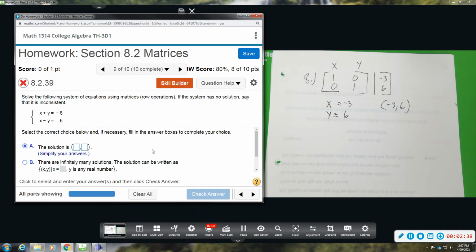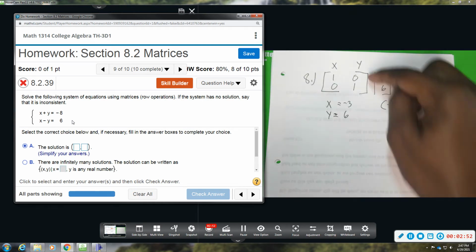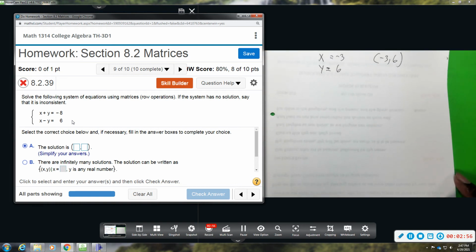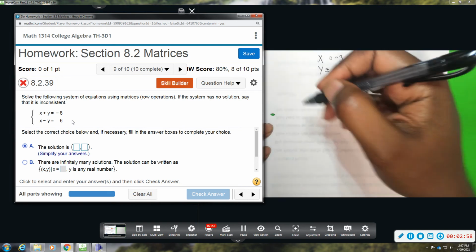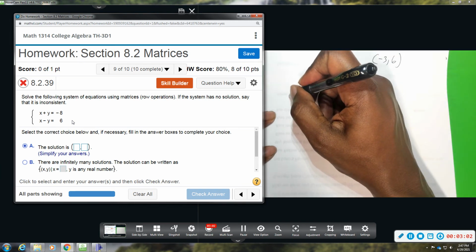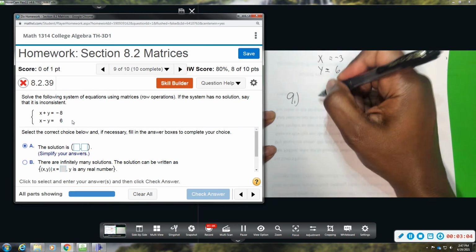Okay, so number 9, we want to solve this using matrix row operations. And then if it has no solutions, we're going to say that it's inconsistent. So I'm going to show you the whole process, how we do reduced row echelon form by hand. I'm going to do some mental math, but you'll be able to replay this and write it down and see what's going on. So I'm going to start out writing the augmented matrix.